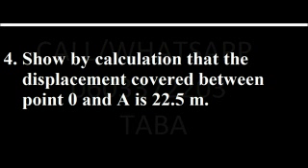The fourth instruction, which is the last instruction in this example, instructs us to show by means of calculation that the displacement covered during the first acceleration process is 22.5 meters. We have a way of proving that the displacement covered is 22.5 meters, and that way is the usage of the area formula.